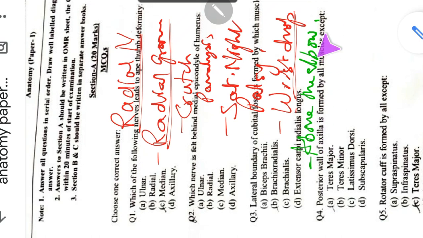So for an injury above the elbow, the purpose of asking is that, apart from wrist drop, which will be there here also, there will be sensory loss. Remember, sensory loss on the dorsum, the back of the hand, will be included here, in crutch and Saturday night palsy, and even in this injury above the elbow.